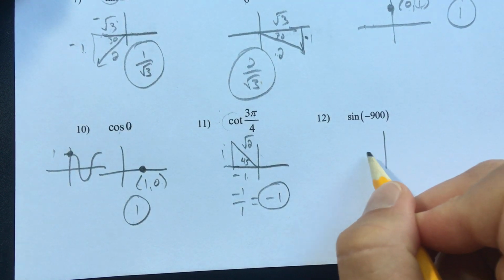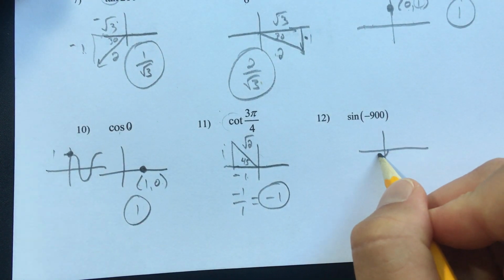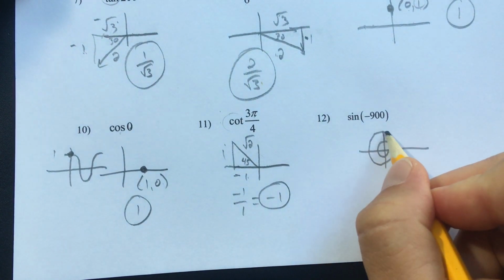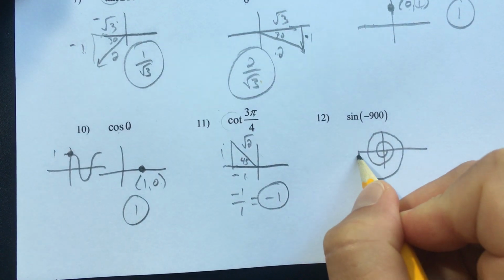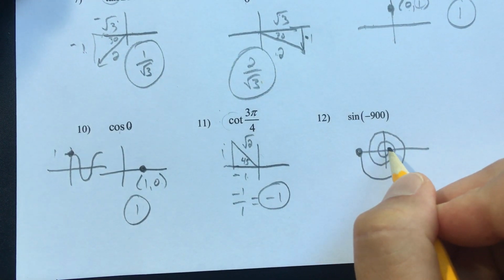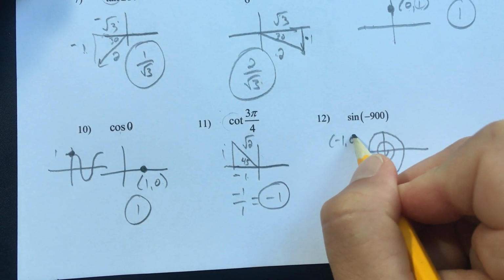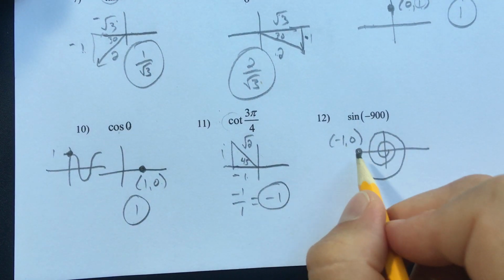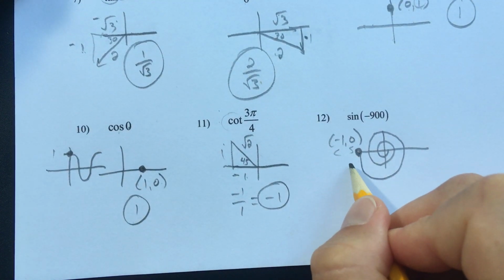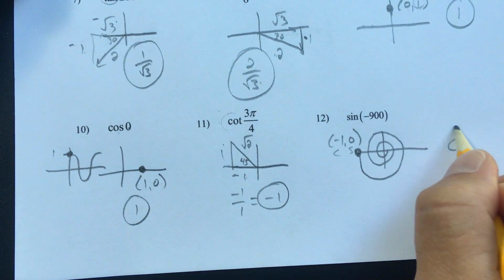And then negative 900 is negative 360, and another one negative 720, and then another one which puts us right there. If we go one space over, we're at negative 1, 0. This is cosine, this is sine, and so the sine of that would be 0.